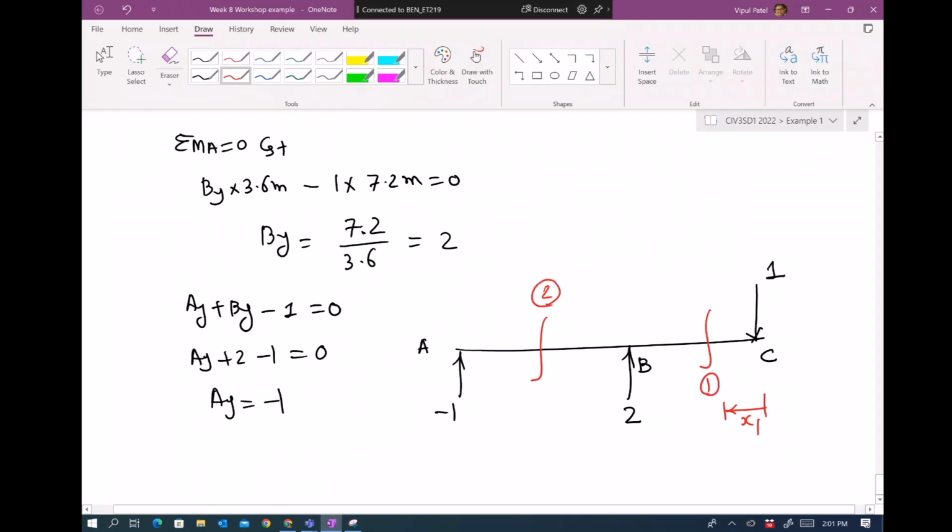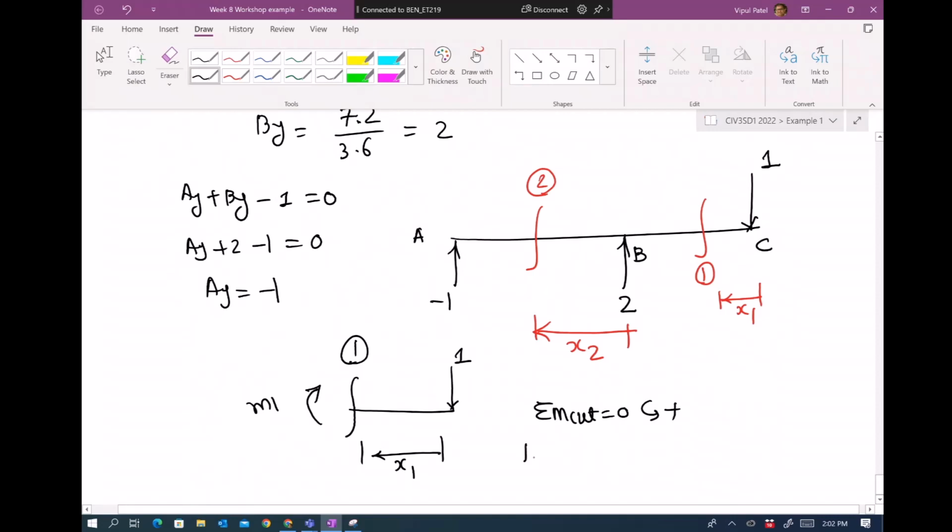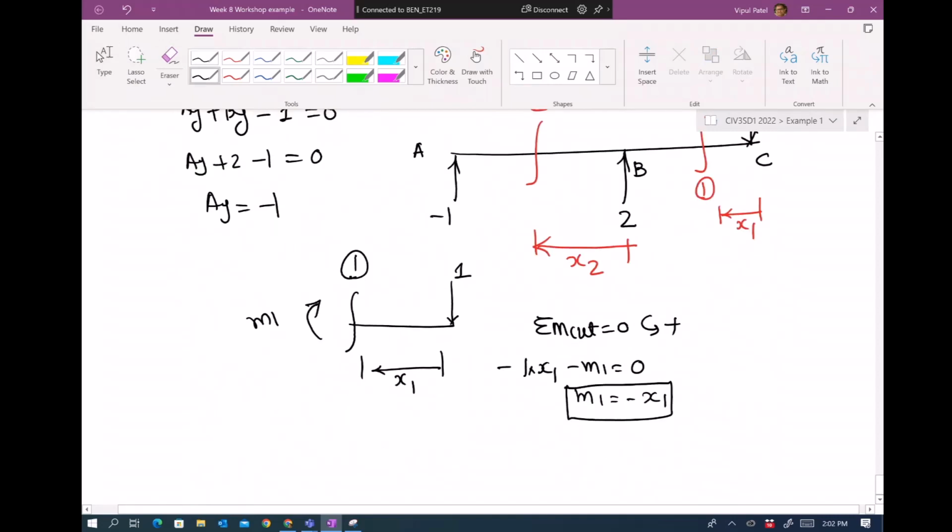We have 1 at C, then A, B, C, cut 1, X1, cut 2, X2. And we're going to find small m1, small m2. So let's do that. 1, small m1, x1. Small m1 equals minus x1. Okay, that should be useful for us later.